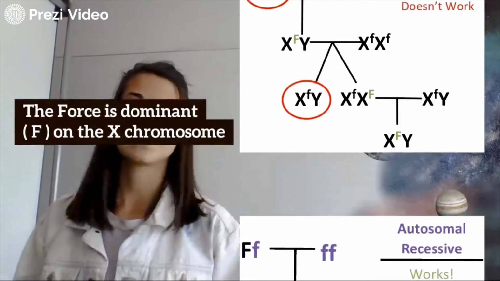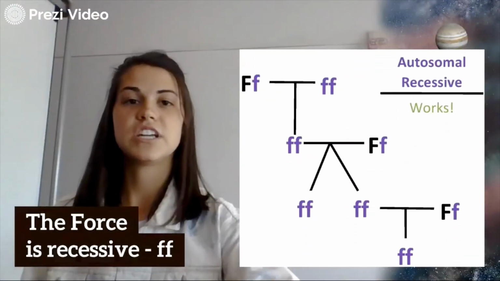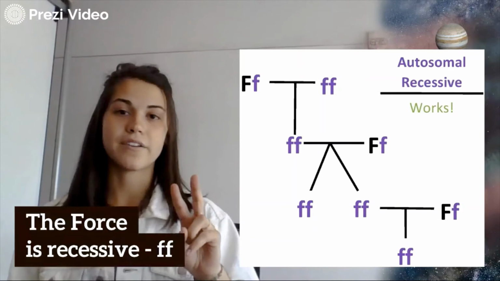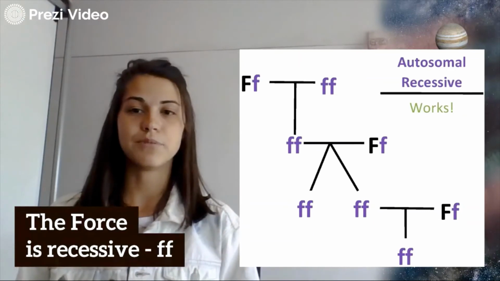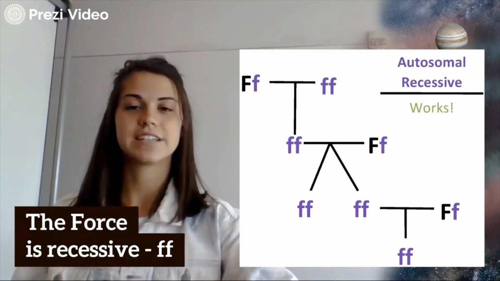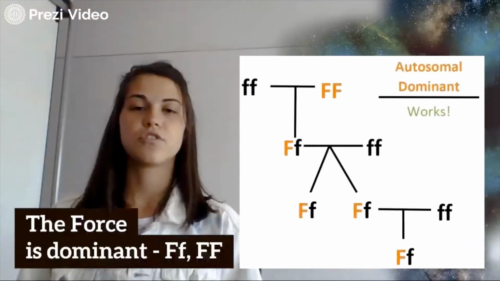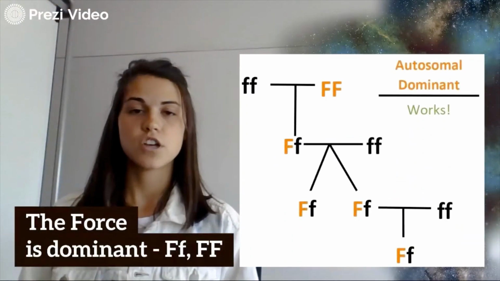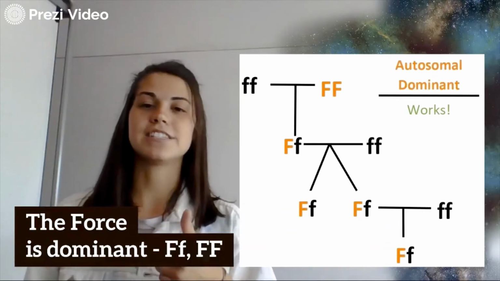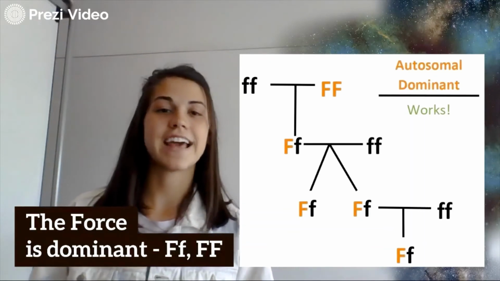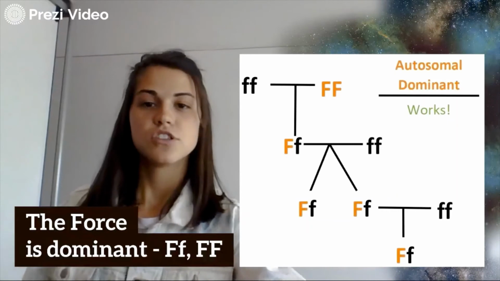Next, we have autosomal recessive. Each person here is given 2 little f's if they have the Force, and we can see here that it checks out. Next, we have autosomal dominant. So the trait of the Force is represented by 1 large F. So we check it out, and it matches the pattern of inheritance that agrees with our pedigree.